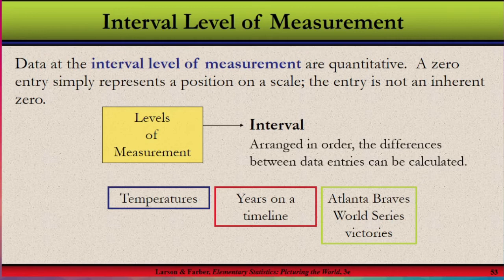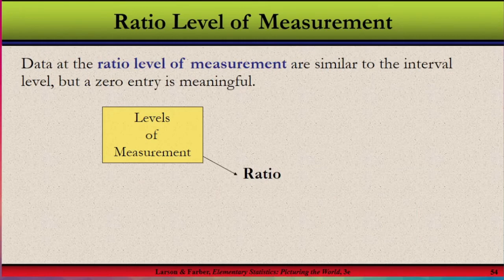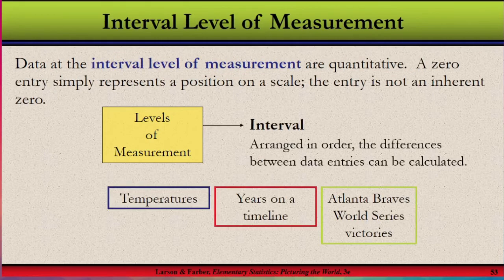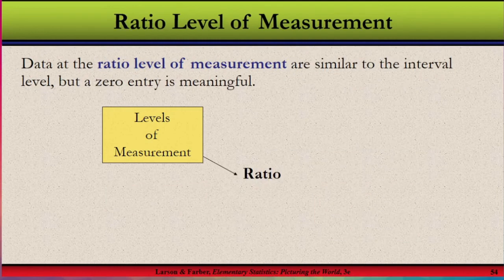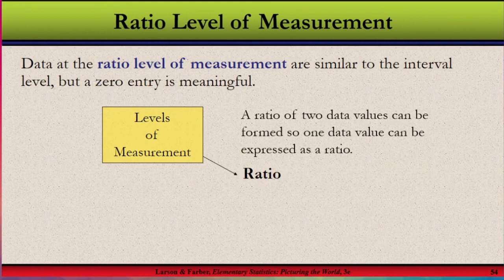So next, ratio level of measurement. So data at the ratio level of measurement are similar to the interval level, but the zero entry is meaningful. Wait lang. Ulit. Tama pala. So, but the zero entry is meaningful. So, a ratio of two data values can be formed. So, one data value can be expressed as a ratio.